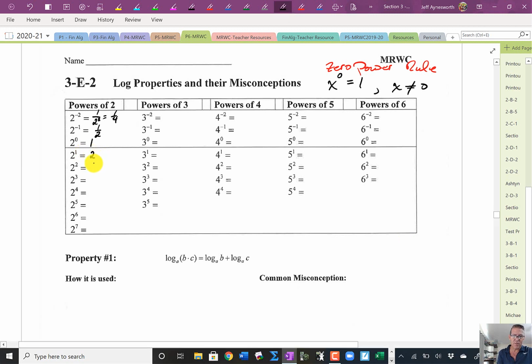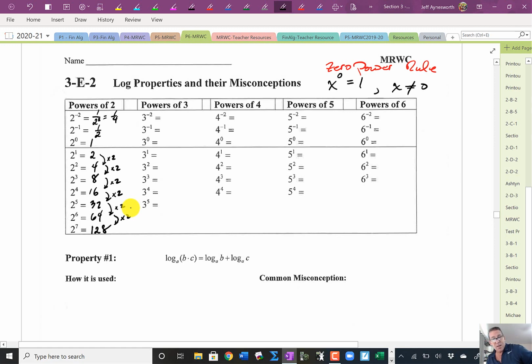2 to the first is obviously 2. 2 squared is 4. 2 cubed is 8. You simply multiply by 2. It gets 2 times as big. That's what powers of 2 are all about. 2 to the 4th is 16. 2 to the 5th is 32. Once again, you just simply multiply by 2 every time, it gets twice as big. 2 to the 6th is twice as big as 32, which happens to be 64, and 2 to the 7th is 128. Again, you multiply by 2.